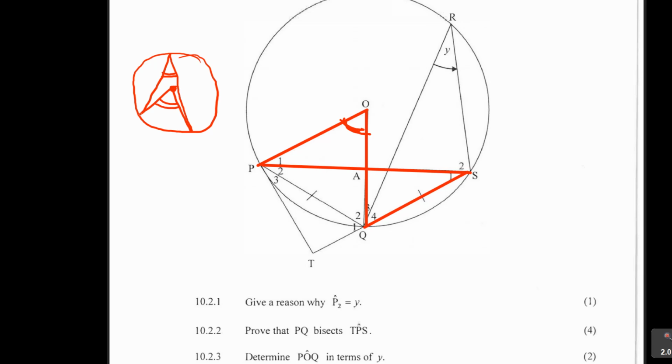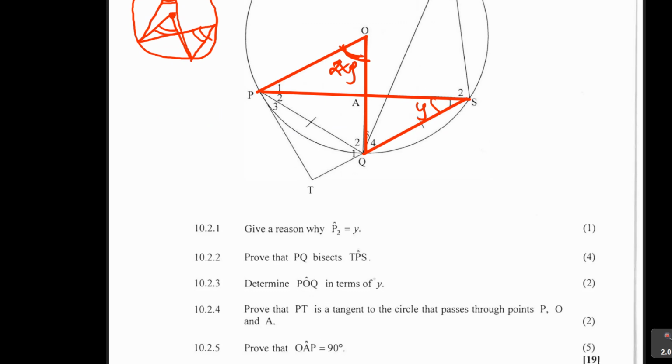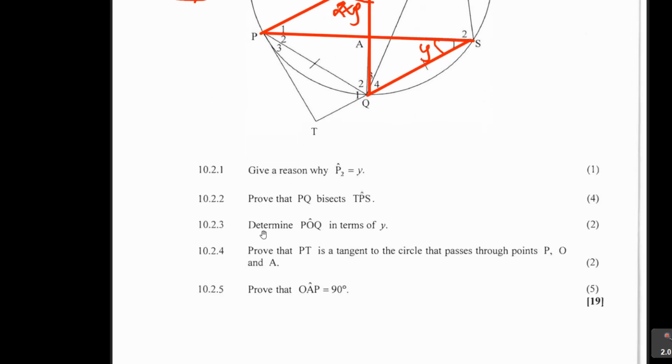I can even draw it here. Look at this. Draw it there and draw it there. It's still the same. Angle at center is equal to twice the angle at circumference. Now we know that this angle is Y. So if this angle is Y, this angle is 2 times what? 2 times Y. So the question was determine POQ in terms of Y. So POQ is equal to 2 times Y, which is equal to 2Y. Are you seeing that? That gives you 2 marks.